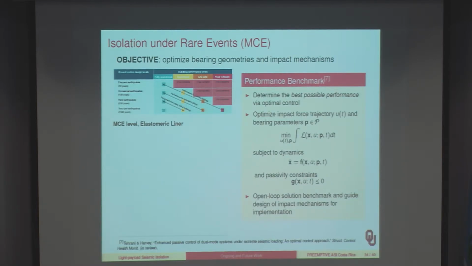So the approach that we've been taking is trying to come up with what is the optimal sort of restoring action out there at those edges. So we're using an optimal control approach to actually design trajectories, which we can then use to guide the design of a passive device. So open loop control cannot be implemented in real time, but it still is the best possible control action, restoring force action, that we could achieve, where we're subjected to the dynamics of the system and passivity constraints, right?